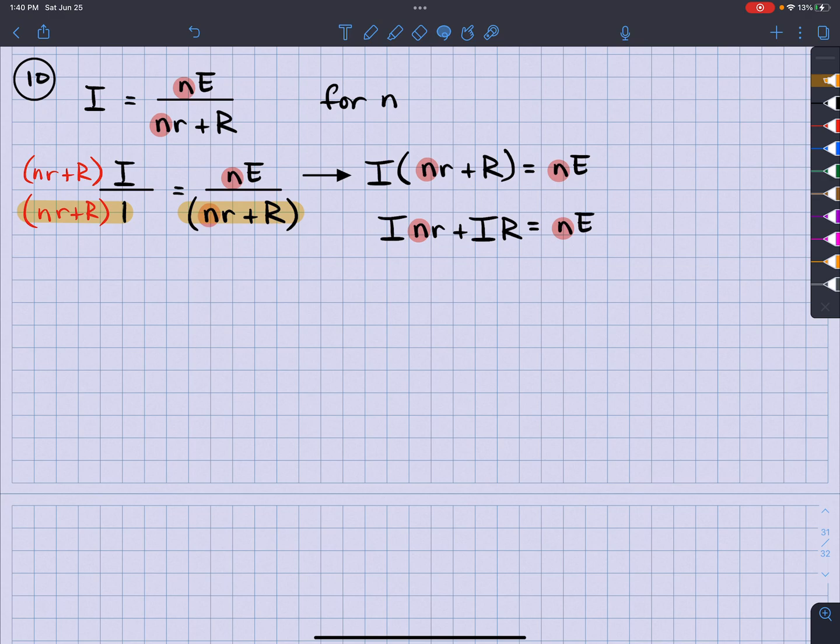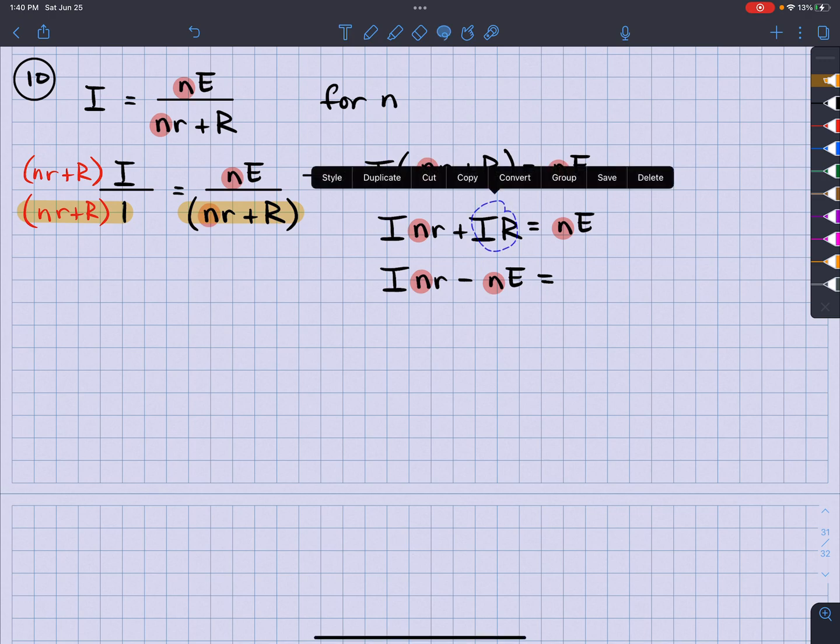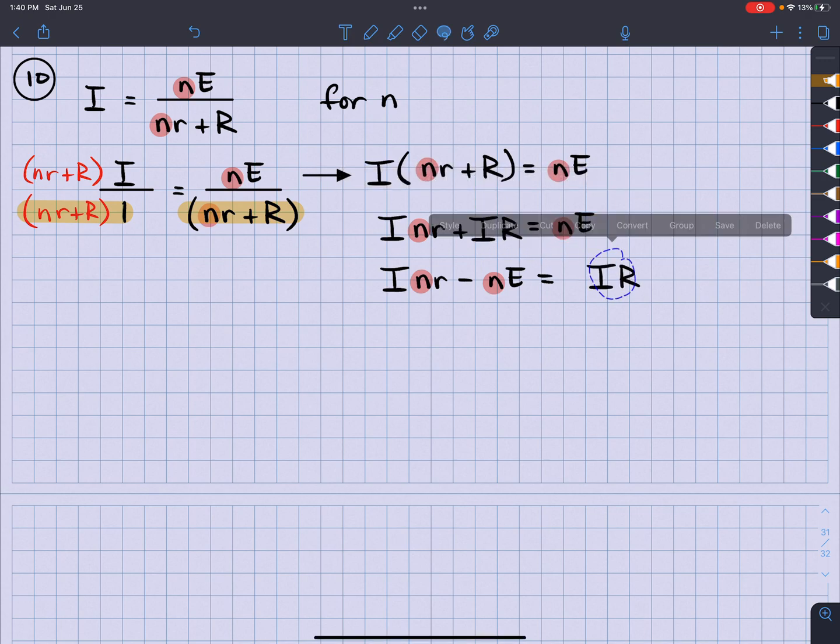Okay? So would that be the INR, right? And since I have to bring this over to the other side, I would have to subtract it, right? So it would be a negative NE. And since this term here doesn't have an N in it, I'm going to move it over to the other side. And by moving it, I have to subtract it. So it's negative IR. Okay?